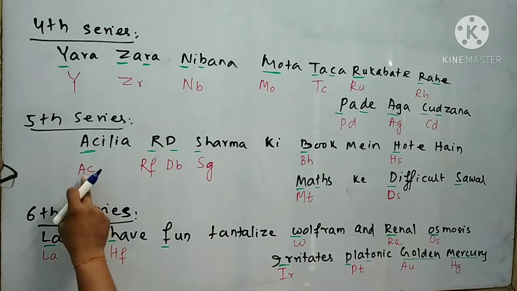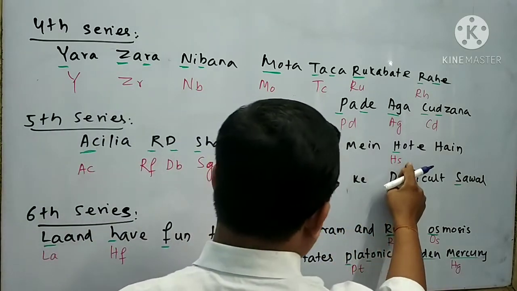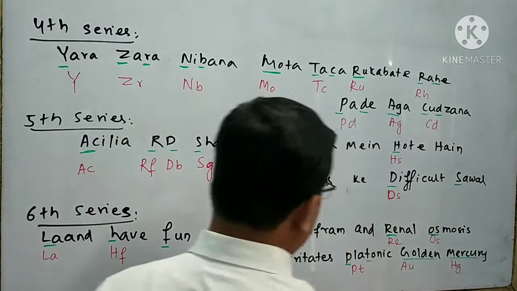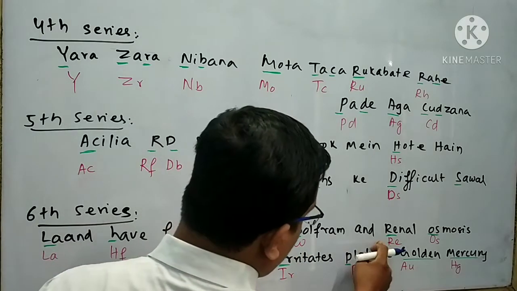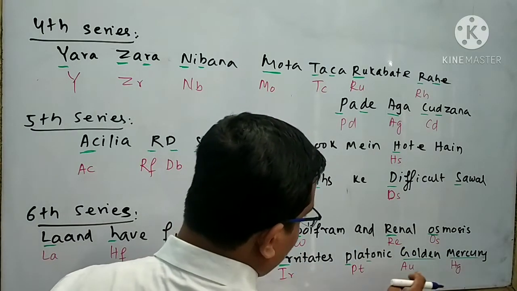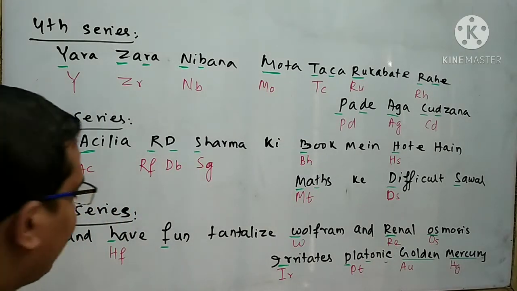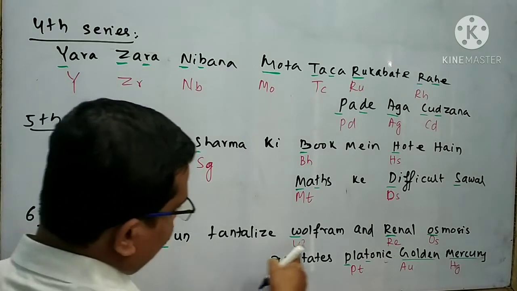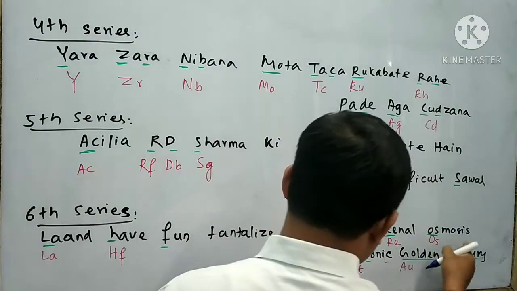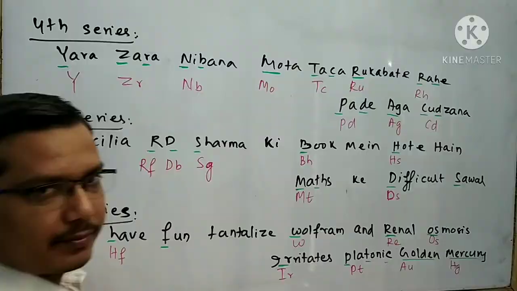The elements are Sc, Rf, Db, Sg, Bh, Hs, Mt, Ds. The sixth series elements are La, Hf, Ta, W, Re, Os, Ir, Pt, Au, Hg. For remembering such elements, generally we use a short trick, that is your lambda have horn, tantalize, wolfram and renal osmium irritates platonic golden mercury.